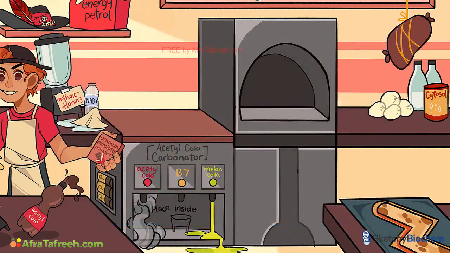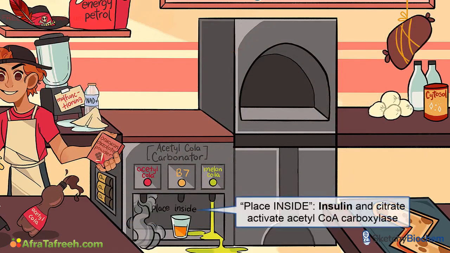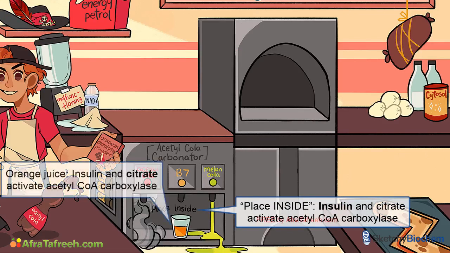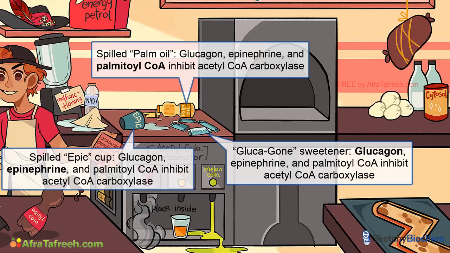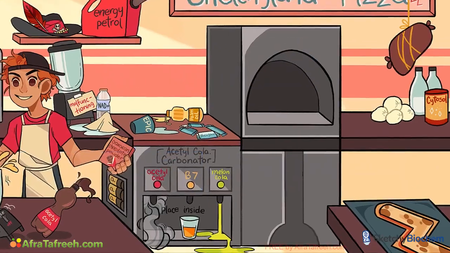Let's talk about how acetyl-CoA carboxylase is regulated. Insulin activates acetyl-CoA carboxylase. Place your cup inside to get the carbonated beverage of your choice. Remember that inside is our recurring symbol for insulin. Citrate also activates acetyl-CoA carboxylase. High citrate levels means there's plenty of energy available inside cells, so we can make fats. On the other hand, glucagon, epinephrine, and palmitoyl-CoA inhibit acetyl-CoA carboxylase. Let the spilled glucagon sweetener, Epic Cup, and palm oil remind you of that.